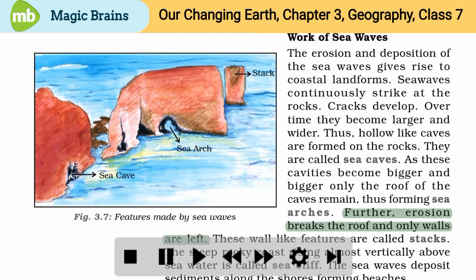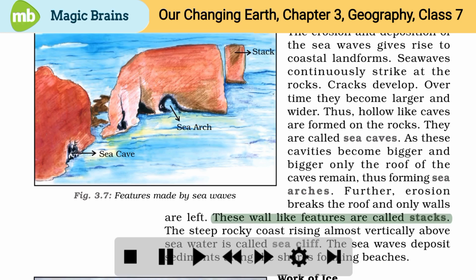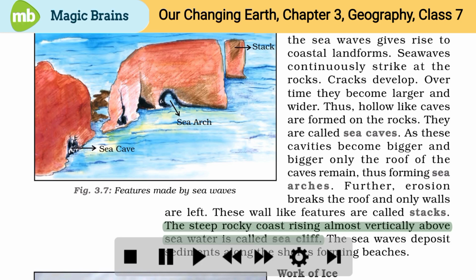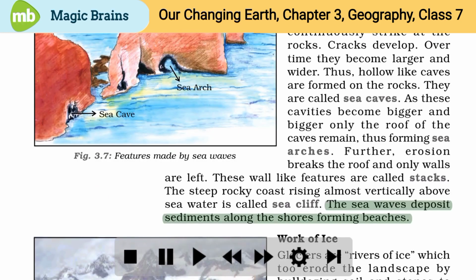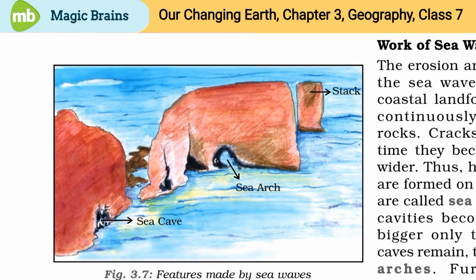Further, erosion breaks the roof and only walls are left. These wall-like features are called stacks. The steep rocky coast rising almost vertically above seawater is called sea cliff. The sea waves deposit sediments along the shores, forming beaches. On the left side, we have the picture of the features made by sea waves. We can see stack, sea arch, as well as sea cave.